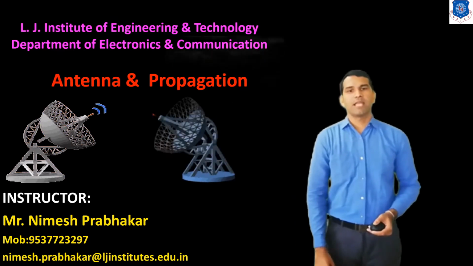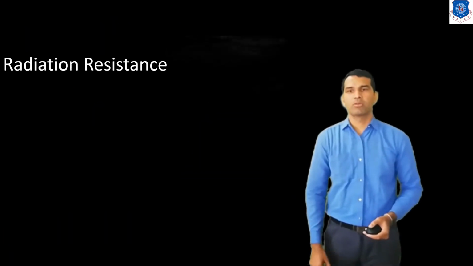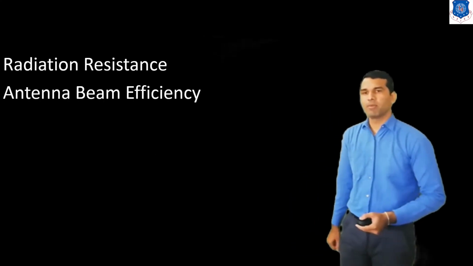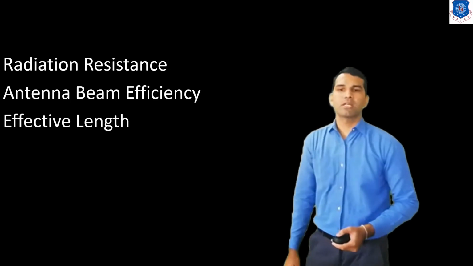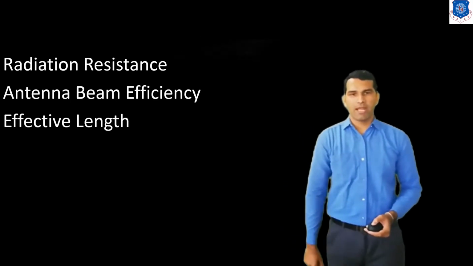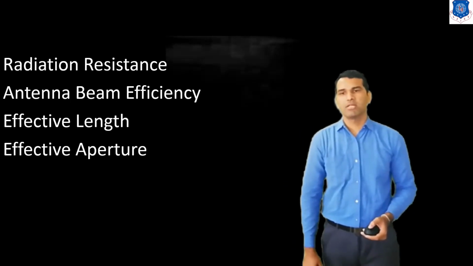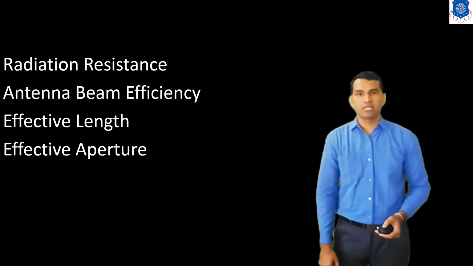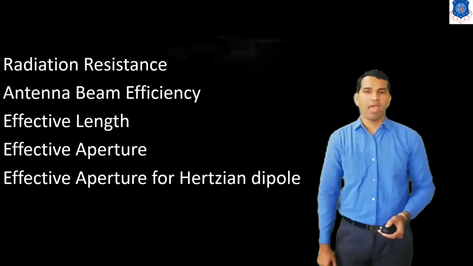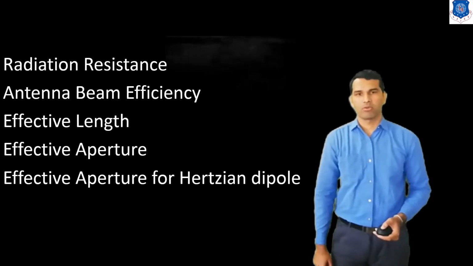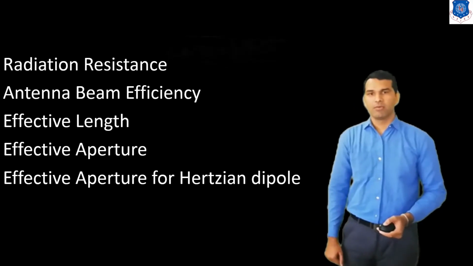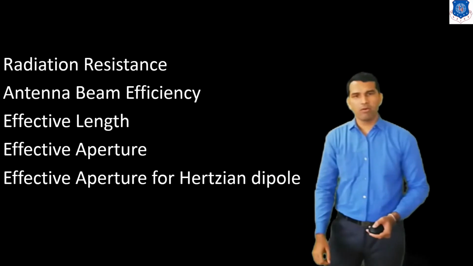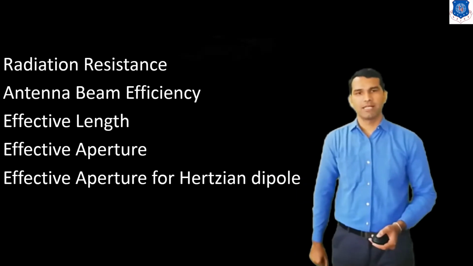Now, in this lecture, we discuss the radiation resistance. Then we discuss the antenna beam efficiency. Next, the effective length of antenna. Then the effective aperture. And last, the effective aperture for a Hertzian dipole. So in this lecture we will discuss these topics. First we start with the radiation resistance.